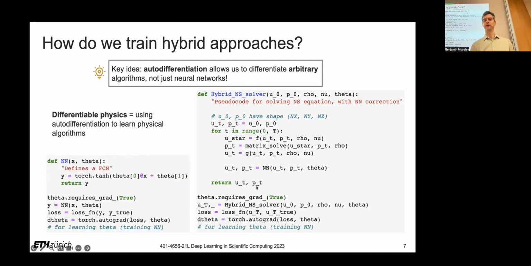So we can create a loss function which matches the outputs of this function to some high fidelity simulations, and we can just differentiate through the solver to update the weights of the neural network. And so this is a really important concept to grasp.